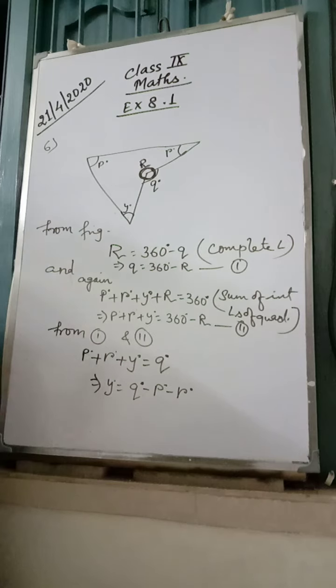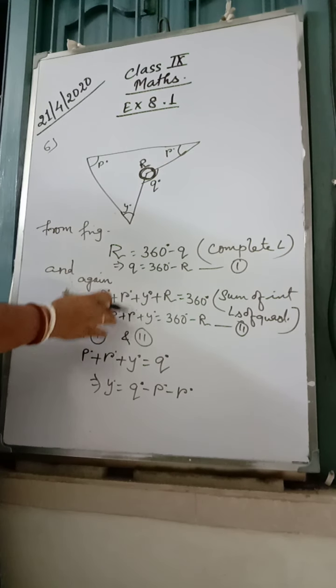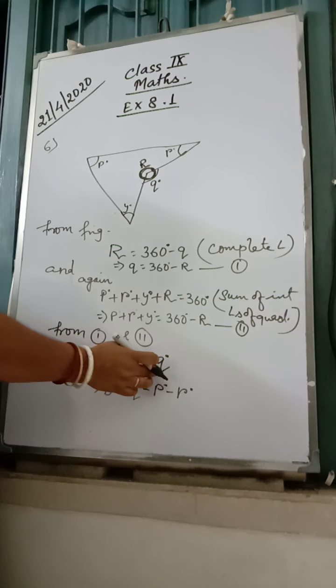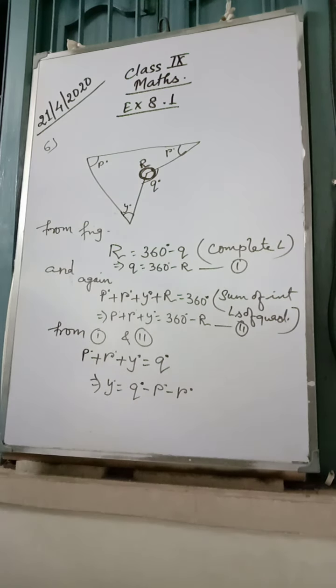Both are equal, 360 minus R, 360 minus R. So therefore left side also will be equal. So P plus R plus Y is equal to Q. So Y is equal to Q minus P minus R.